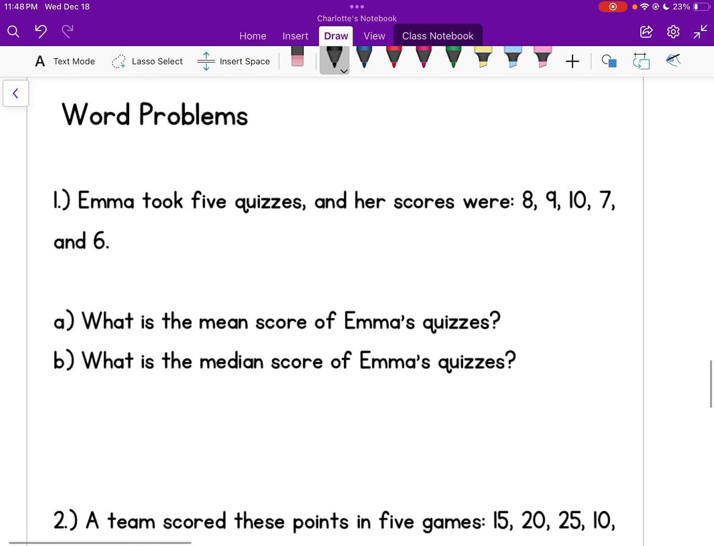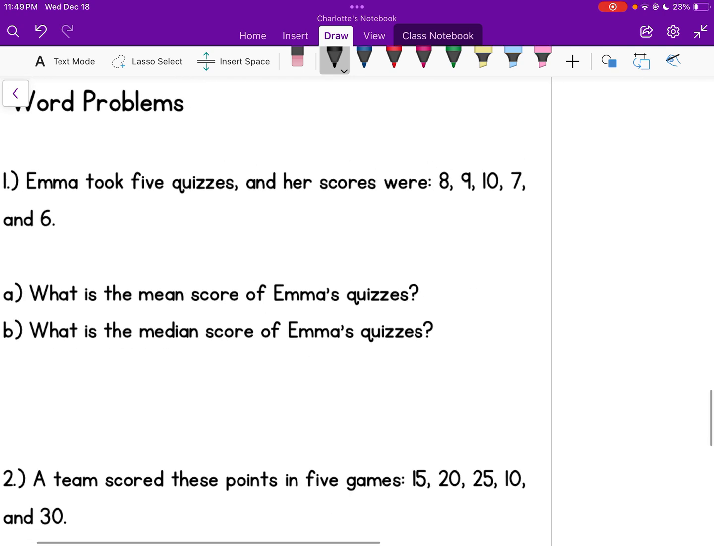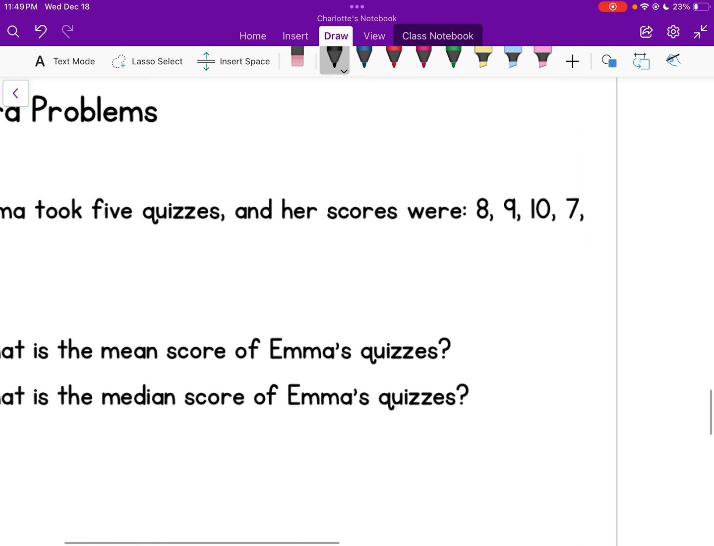So our problem: Emma took 5 quizzes and her scores were 8, 9, 10, 7, and 6. What is the mean score of Emma's quizzes? For the mean, you have to add everything up and divide it by the total number of numbers that you have. So we'll add it up: 8 plus 9 plus 10, and so on.